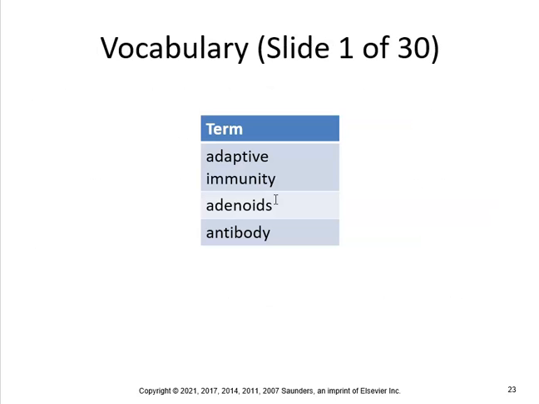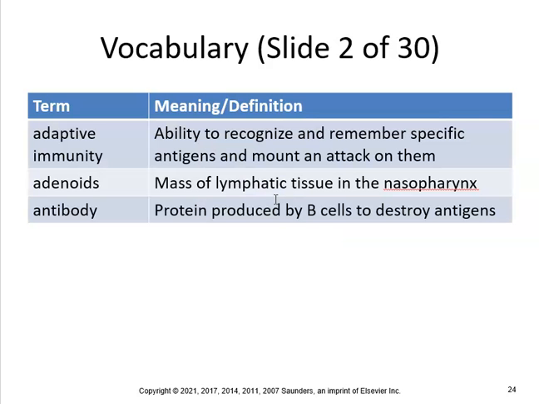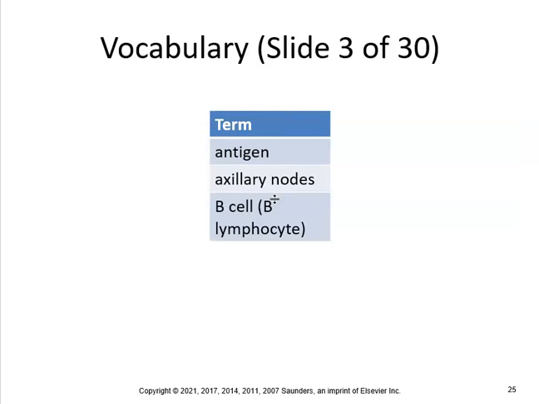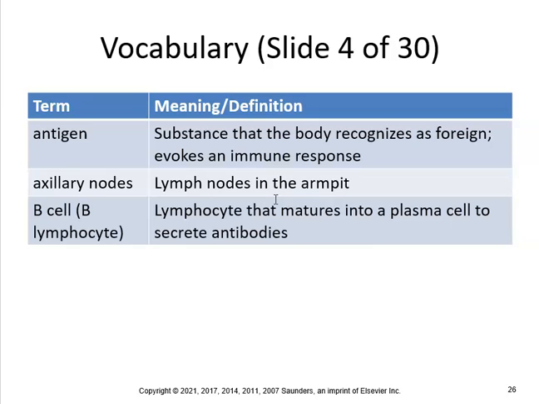All right, so what are the vocabularies? Adaptive immunity, adenoids, antibody. Adaptive immunity is the ability to recognize and remember specific antigens and mount an attack on them. Adenoids are masses of lymphatic tissue in the nasopharynx. Make sure you know what adenoids are and how to spell them. Antibodies are proteins produced by B cells to destroy antigens. What's an antigen? What's an axillary node? What's a B cell? An antigen is a substance that the body recognizes as foreign and that evokes an immune response. Okay, so an antigen is a substance that the body recognizes as foreign.